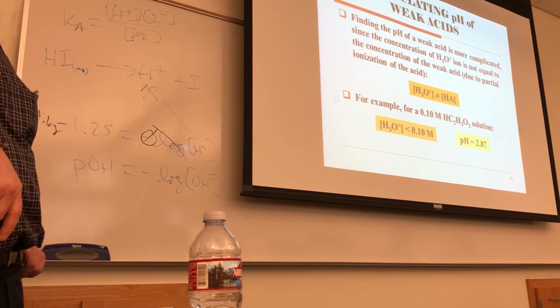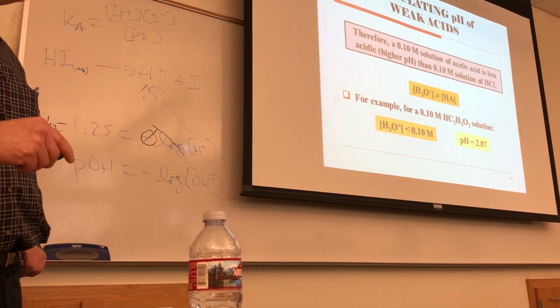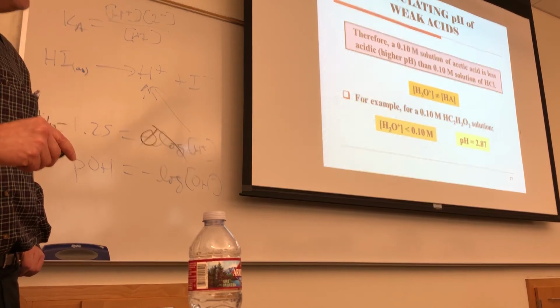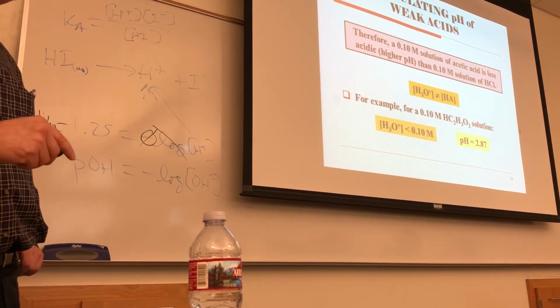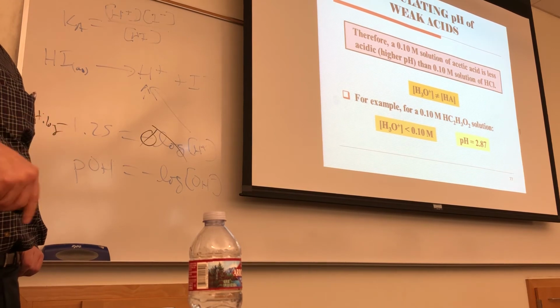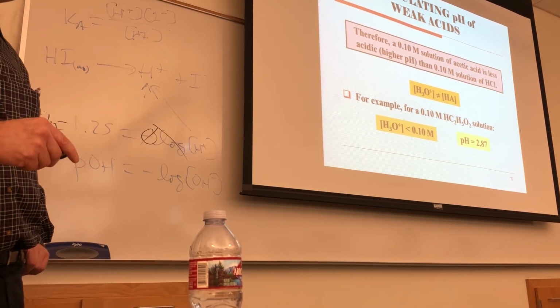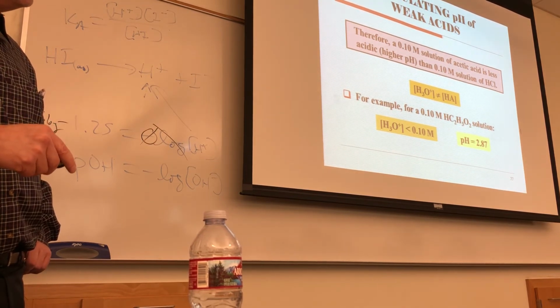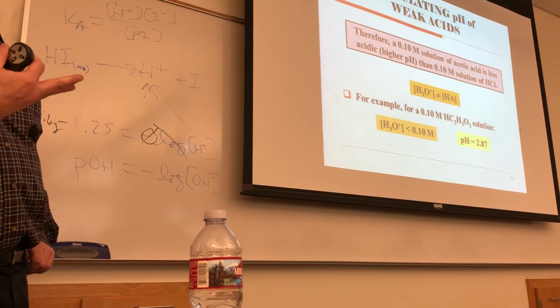Right. Okay. So a 0.1 molar solution of acetic acid is less acidic, higher pH than a 0.1 molar HCl, because this is a weak acid and that's a strong acid. So this would be all the way to completion at 0.10. But since it's weak, it's not all the way at 1.0, it's 2.87, it's above it.